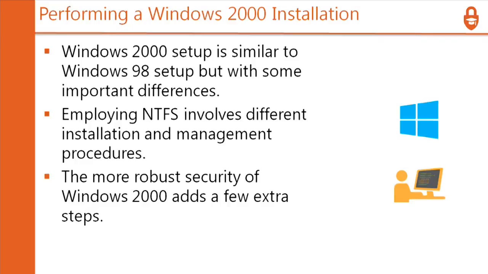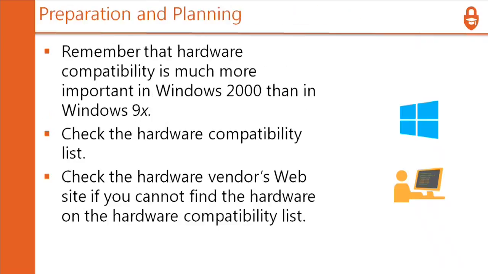Because it's more complicated. It's a completely different file system than what we were using previously. There's a lot more information in there, but it's much more hardy, so it's a lot better than the FAT file systems. The more robust security of Windows 2000 adds a few extra steps. This is true. That file system had a lot of security features in it. All those extra bits were used for security features. So not all of them, but a lot of them were.